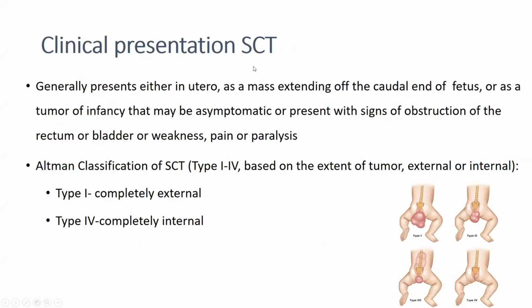Coming to clinical presentation, generally they present in utero as a mass extending from the caudal end of the fetus, seen on antenatal ultrasound, or it can be seen as a tumor of infancy. It can be asymptomatic, or if the tumor is large, it can present with signs of obstruction of the rectum or bladder, or weakness, pain, or paralysis. This is the Altman classification of sacrococcygeal tumor, divided into type 1 to type 4 based on the extent of the tumor, whether external or internal. Type 1 is completely external, and type 4 is internal.